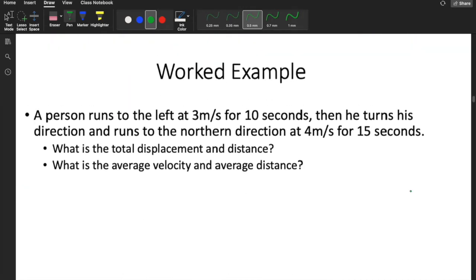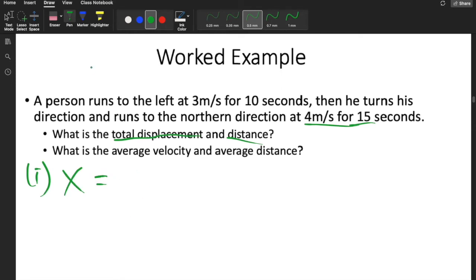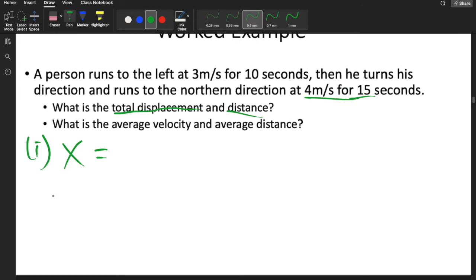So let's do an example here. A person runs to the left at 3 meters per second for 10 seconds. Then he turns his direction and runs to the northern direction at 4 meters per second for 15 seconds. What is the total displacement and distance? So total displacement is equal to what? Well, let's draw a picture here.